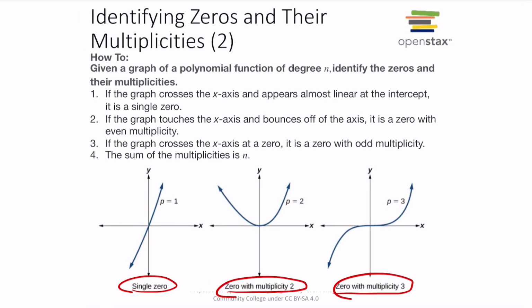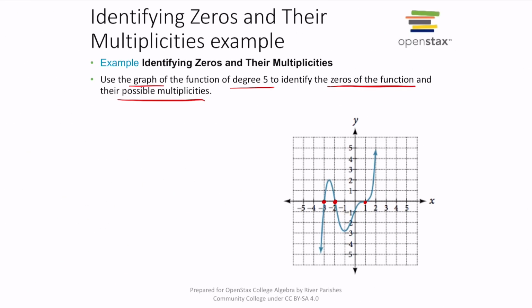Now if the graph crosses the x-axis and appears almost linear, that means there is a multiplicity of 1. But if you have a zero with an odd multiplicity greater than 1, it generally flattens out at the axis rather than directly crossing it linearly. Now notice that at this point it's actually grazing the graph, which means that, since we already have two zeros, negative 3 and negative 2, this one has to have an odd multiplicity.